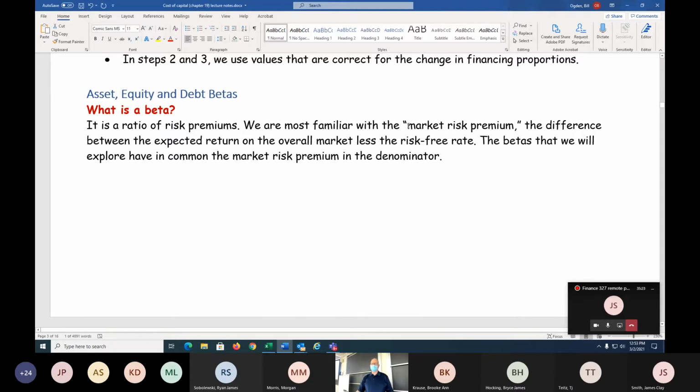The one that we are most familiar with is the market risk premium. And what's that? That's the premium the average stock should earn above the risk-free rate. So that compares the return on the market to the risk-free rate: the difference between the expected return on the overall market less the risk-free rate. That's the market risk premium. The betas that we will explore have in common the market risk premium in the denominator. So there's a ratio, risk premium divided by risk premium. Let's go through these.